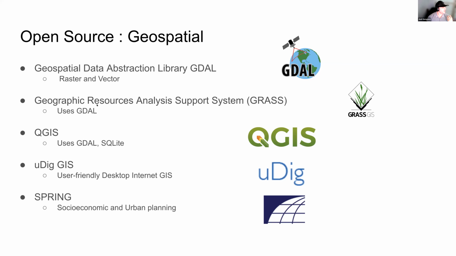Another platform is called GRASS, Geographic Resources Analysis and Support Systems. This one uses GDAL, so it also uses this library to do a lot of the transformations. And so does QGIS, which was once known as Quantum GIS, and then they dropped the Quantum. And then you have uDig GIS. This is a user-friendly desktop. And then Spring, which is technically used mostly for socioeconomic and urban planning.